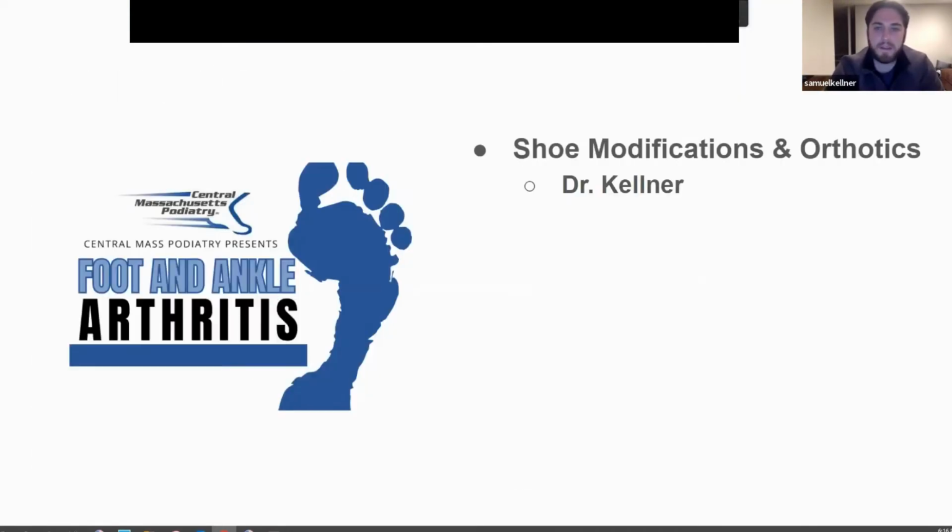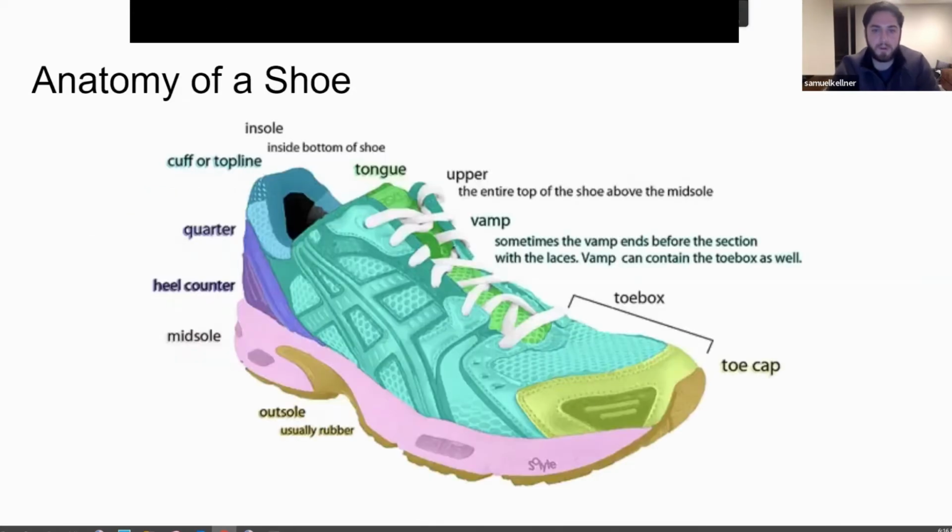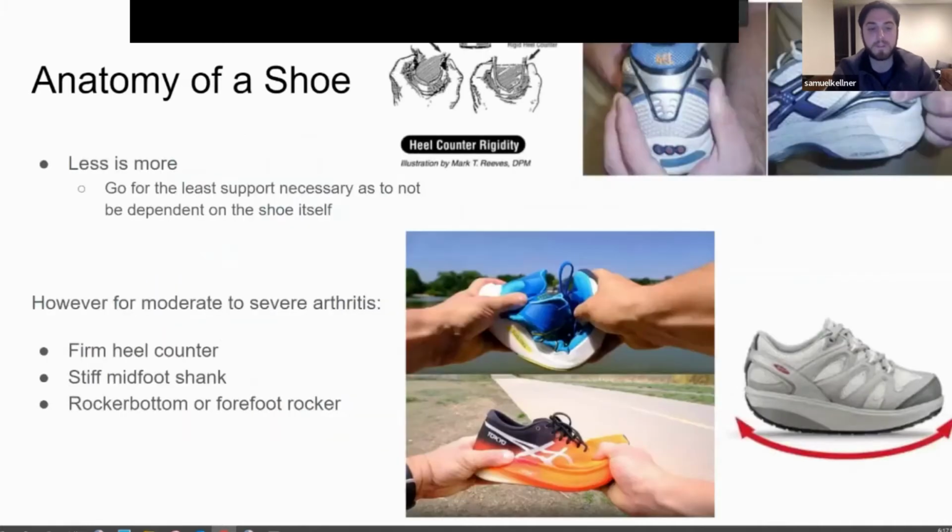Just to get to the next step, we're talking about shoes and then orthotics. Just like there's detailed anatomy of the foot and ankle, there's also detailed anatomy of a shoe. So it's just a quick overview of everything we're looking at in the shoe, and what we can change or suggest to look for in a shoe when you go shopping, to steer you in the right direction.